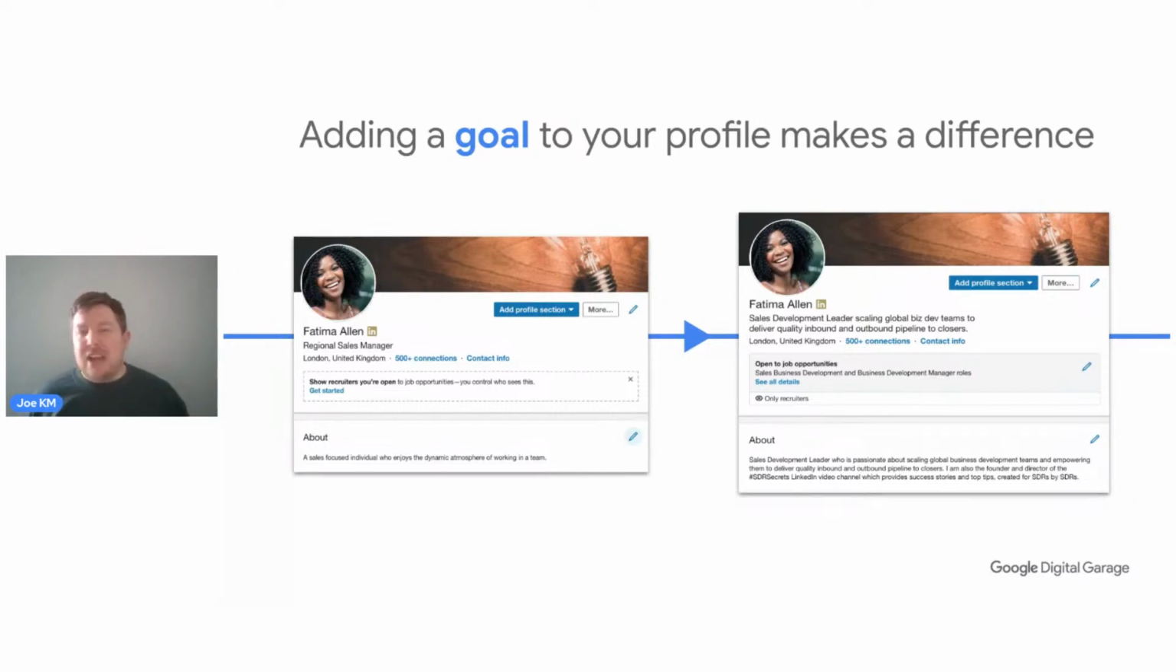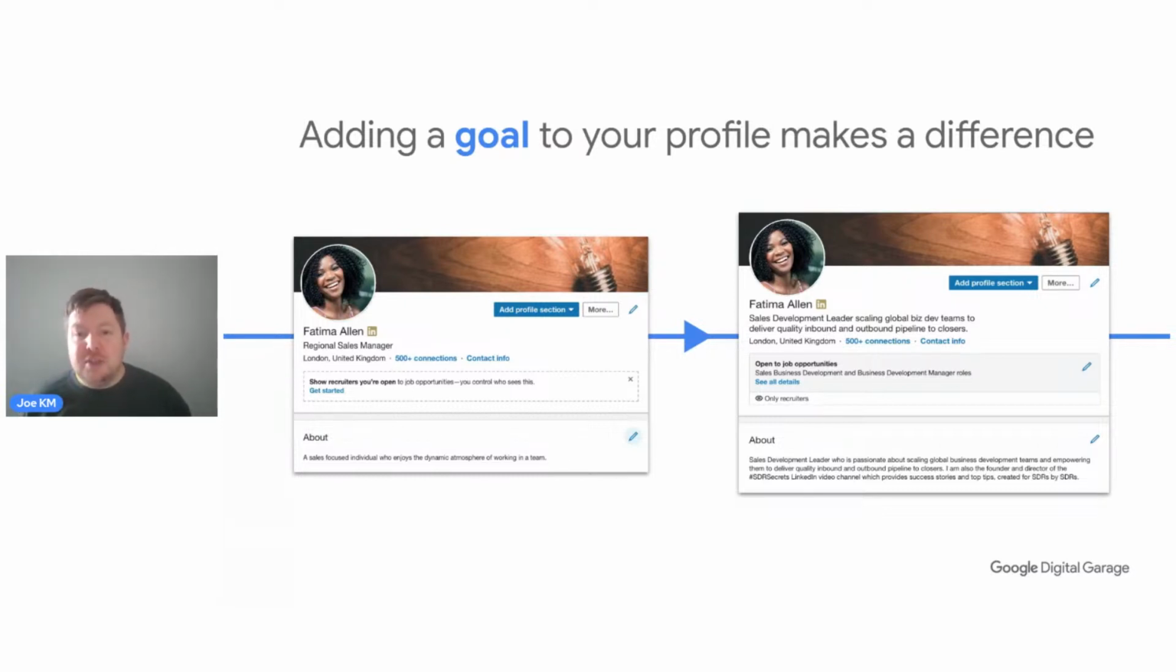So by fleshing this out a little bit, by adding a little bit more content: sales development leader scaling global biz dev teams to deliver quality inbound and outbound pipeline to closure. So straight away now, we've got more keywords. We've got more content in there. We've got more knowledge in there. We're sharing more about her.